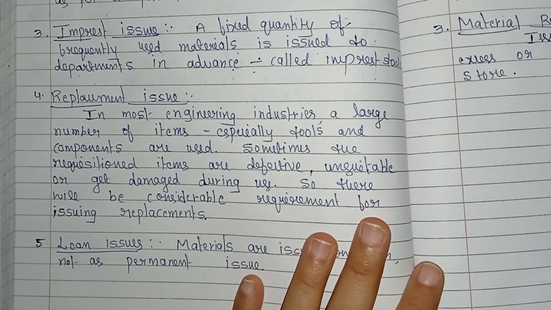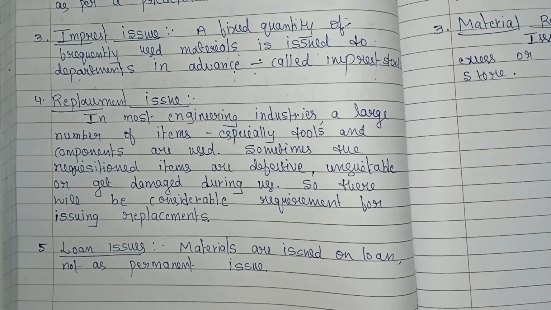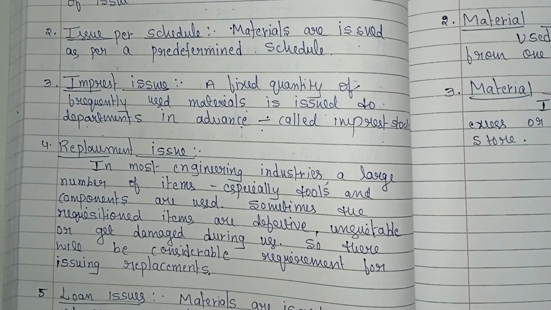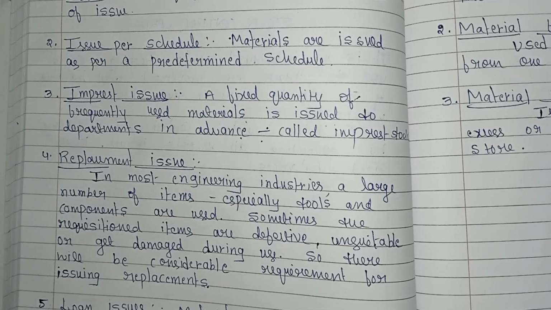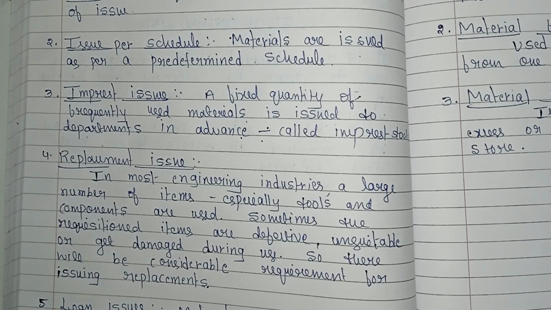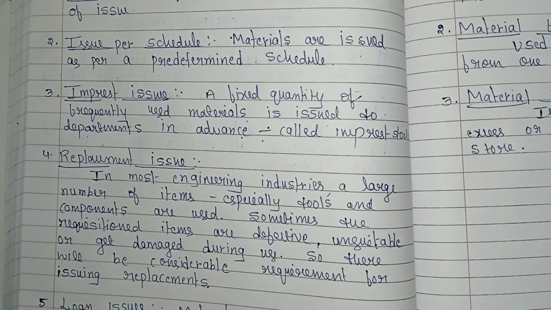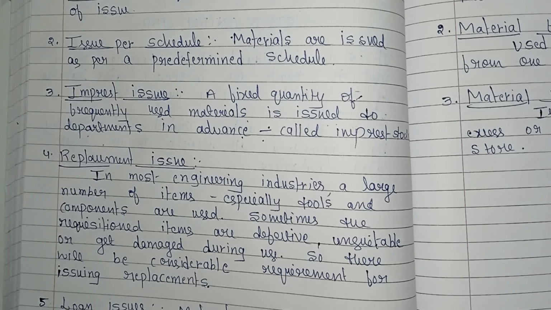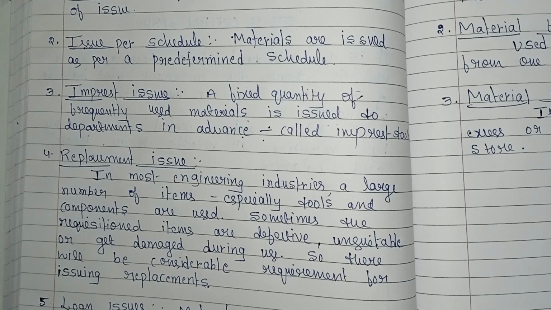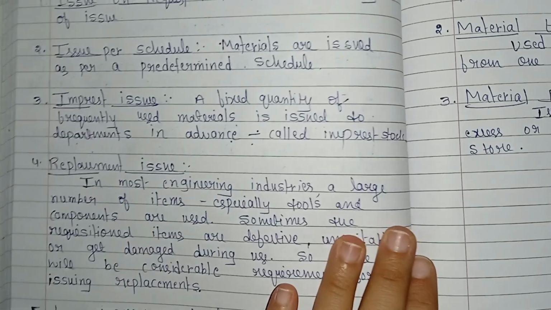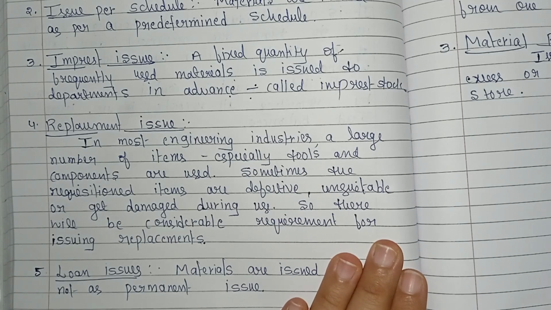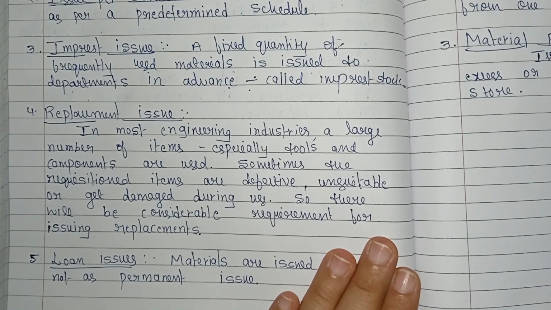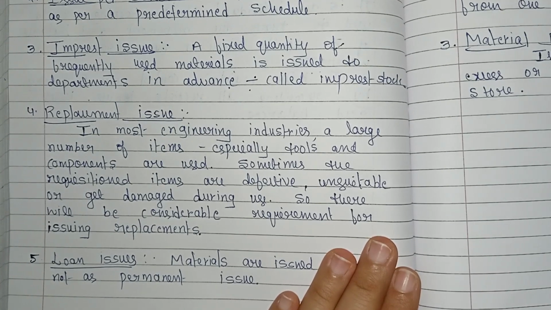So what are the methods of issuing materials? First is issue on request: the department sends their man and collects the materials. Issue per schedule: materials are issued as per the predetermined schedule. Next is impressed issue: a fixed quantity of frequently used materials is issued to the departments in advance.